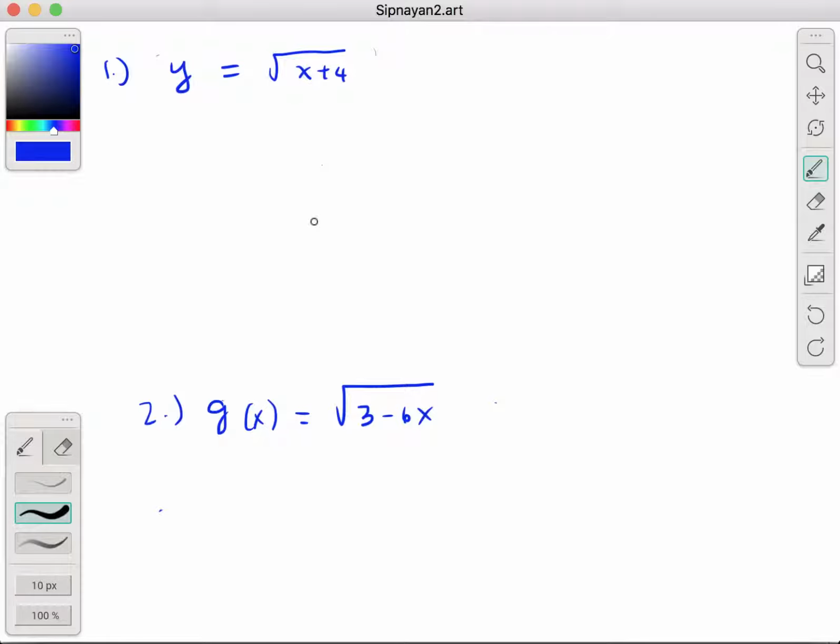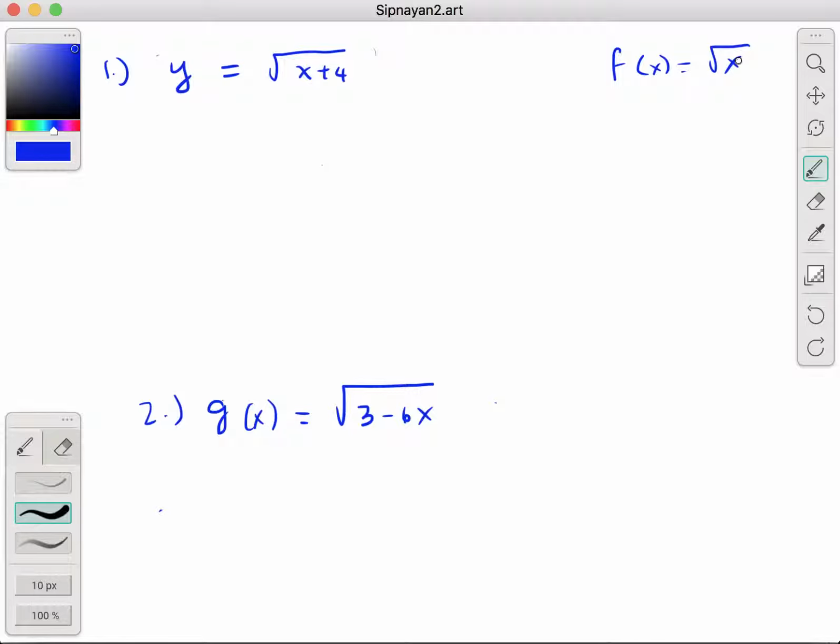Now, kung pinapanood niyo itong series na to, ang unang radical function na napag-aralan natin was f of x equals square root x. Sige nga, i-pause niyo yung video at alalahanin niyo kung anong domain and range nito. Pwede niyo munang i-pause para mapag-isipan niyo.